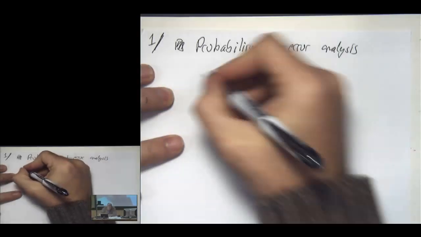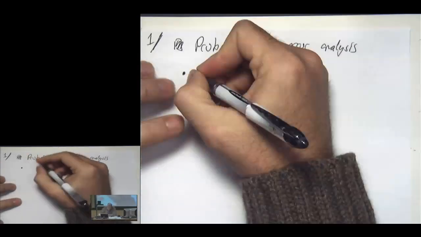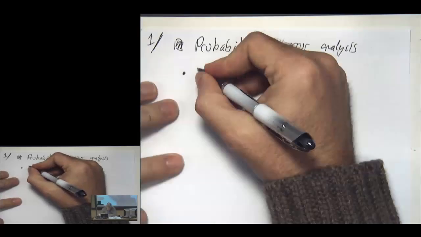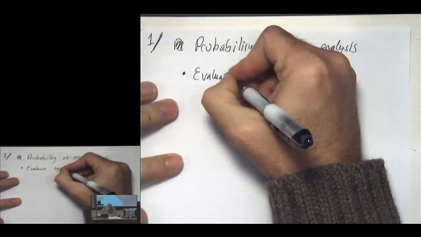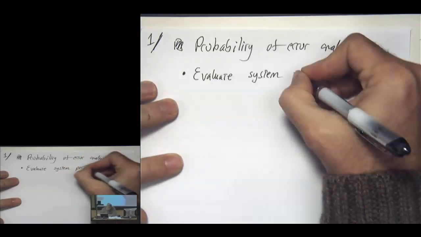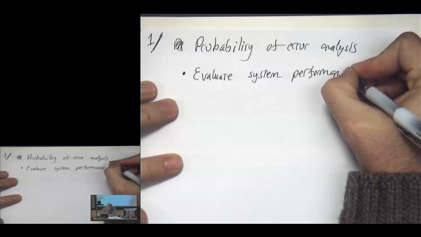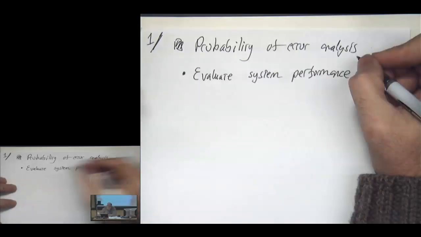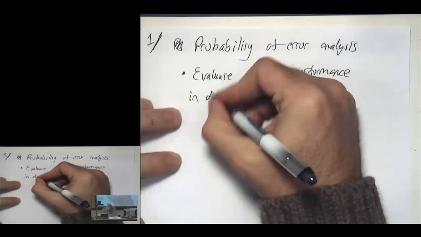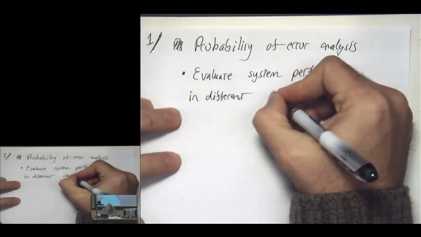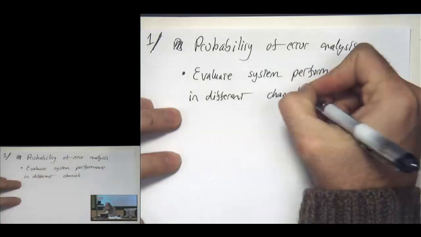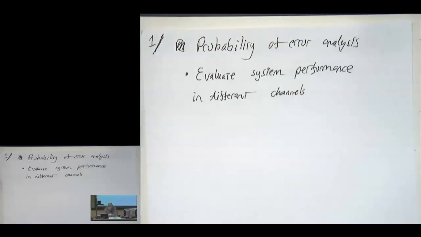And so what we want to do, in general, as wireless communication engineers, is evaluate the system performance in different propagation channels, because we have to design systems that are robust and work well in a variety of environments.